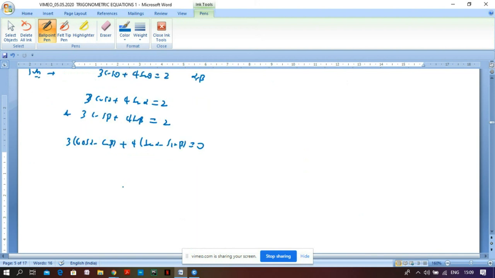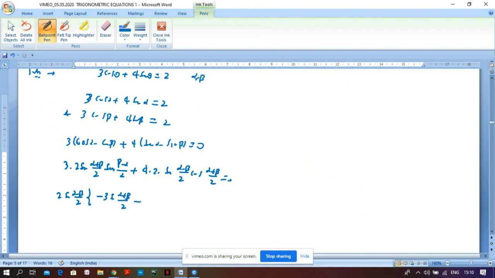Now I can apply transformation. So 3 times cos c minus cos d, that is 2 sin (c plus d) by 2, and sin (d minus c) by 2, that is (beta minus alpha) over 2, and plus 4 times 2 sin c minus sin d, that is sin (c minus d) by 2, and cos (c plus d) by 2 is 0. I can take common twice sin of (alpha minus beta) by 2. That means here I will get negative 3 sin of (alpha plus beta) by 2, and 4 cos (alpha plus beta) by 2 equal to 0. So I get this number.